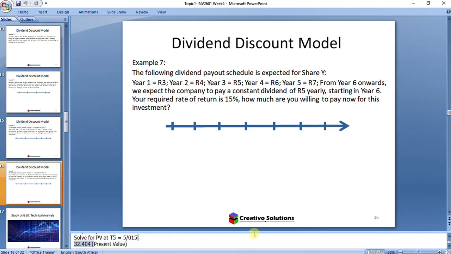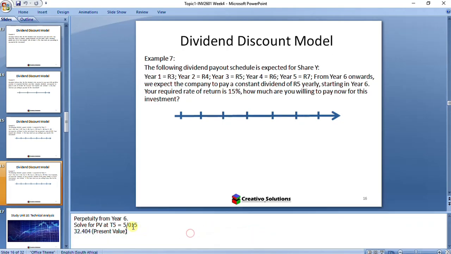I've shown workings here for that perpetuity. We spoke about it. The 5 divided by the 0.15, the 15%, gives you a PV, the present value. And then you're going to solve for the present value at the beginning. And if you calculate that, your answer is 32 Rand and 40. Not 44, sorry, 32,40.